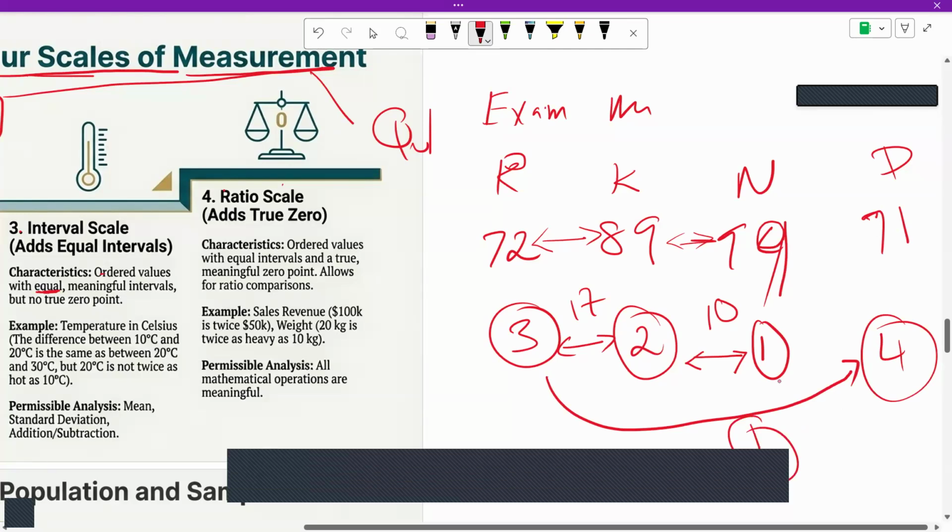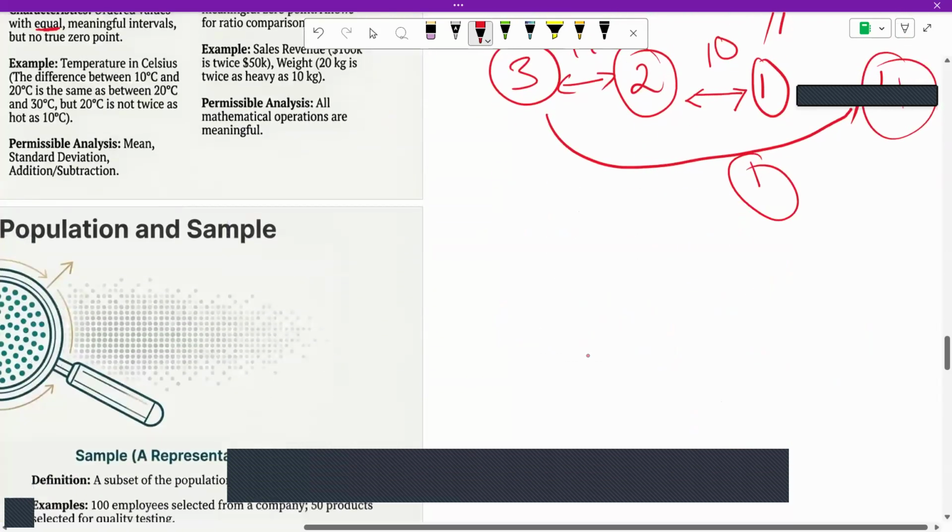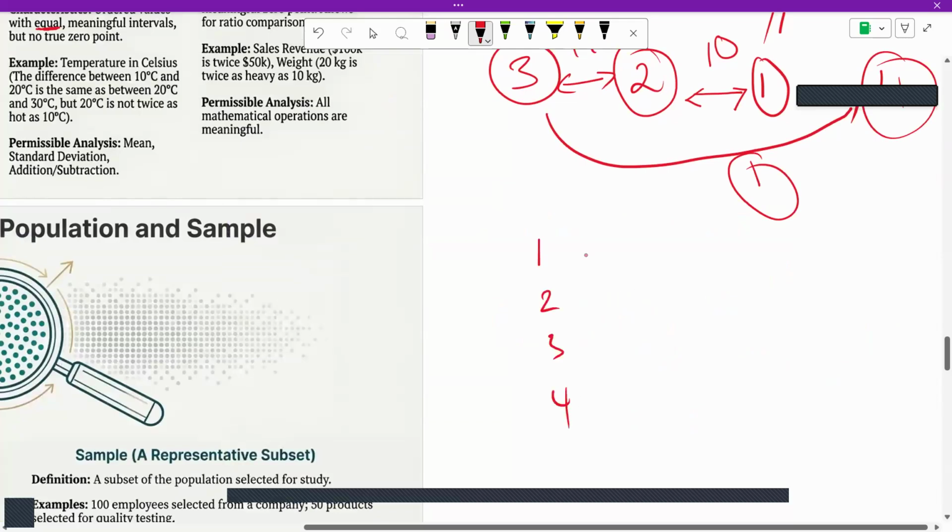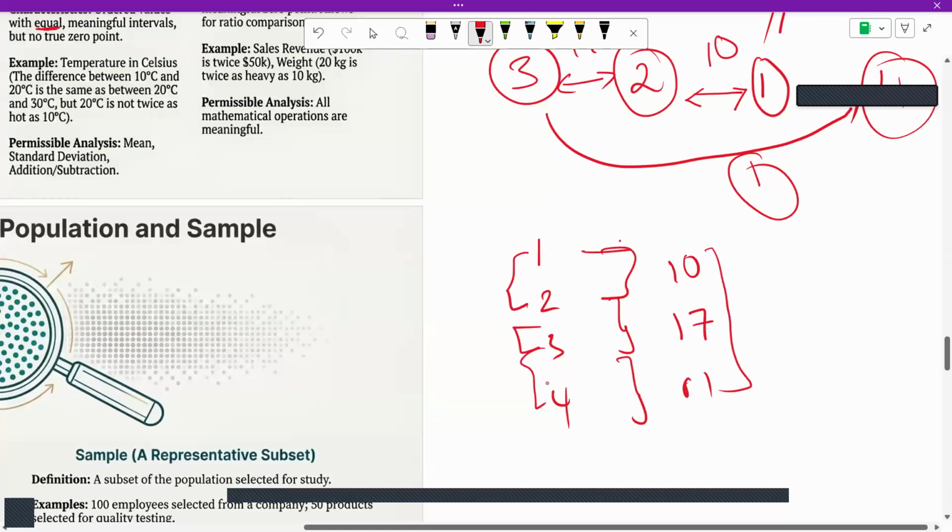You see, we can tabulate rank 1, 2, 3, 4. The difference between 1 and 2 is 10 marks, between 2 and 3 is 17, and between 3 and 4 is 1. So the intervals between the ranks are not equal.